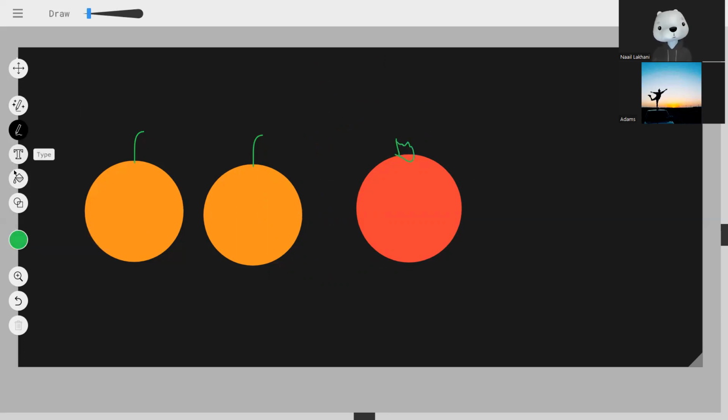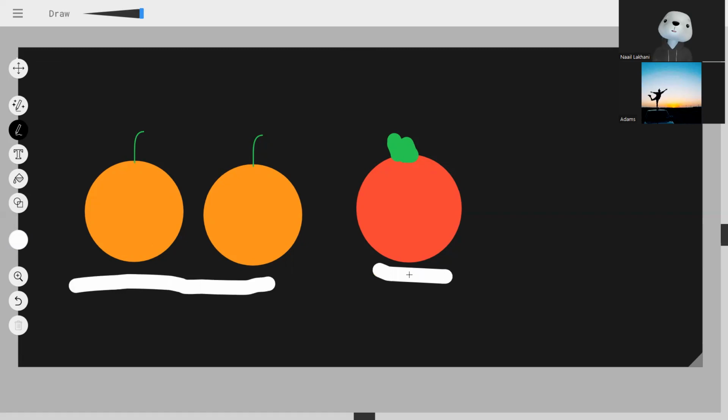Okay, so you have two oranges and one tomato. With that one tomato, you can't combine that one tomato with the two oranges, right? You have to say I want two oranges and one tomato. You can't just say I want three tomato or oranges, because an orange and a tomato are different. So you can't combine these two because they're different.